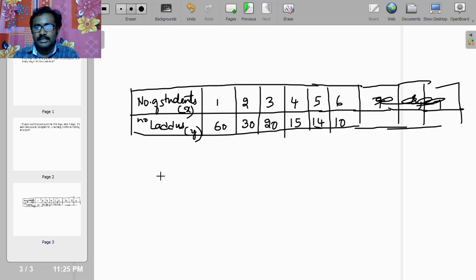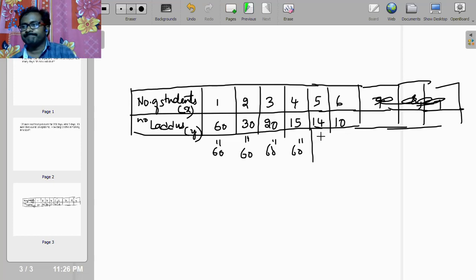Now from this case, what are you observing here? The number of students is increasing and the number of laddus is decreasing. If you multiply this, 1 into 60 is 60, 2 into 30 is 60, right? Here 3 into 20 is 60, 15 fours are 60, and for 5 students, 60 divided by 5, you may get 12. Sorry, 12 fives are 60.